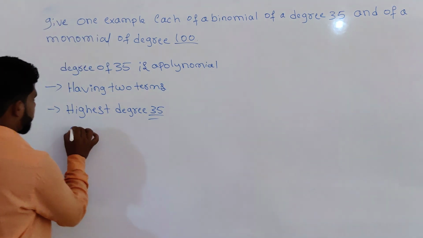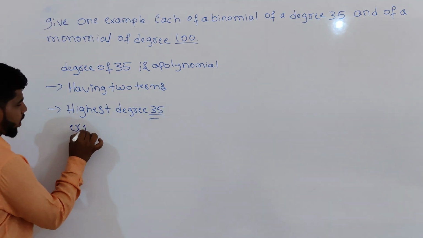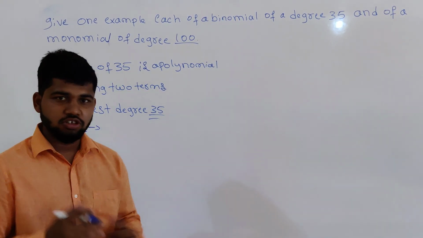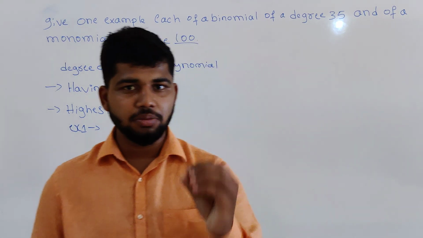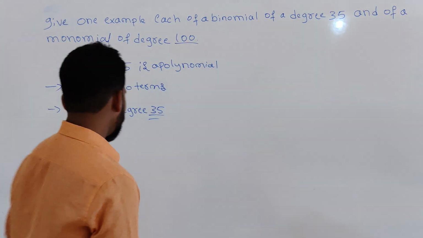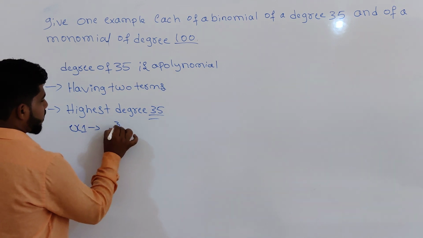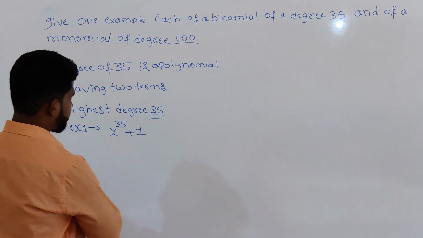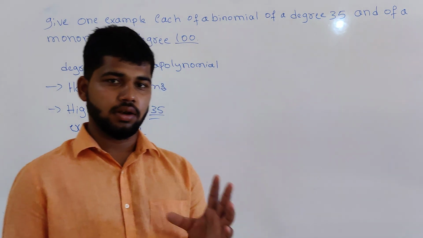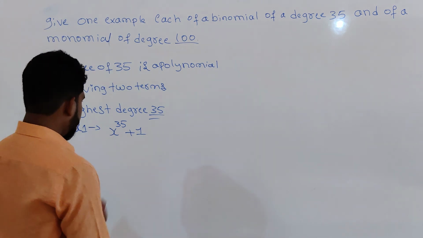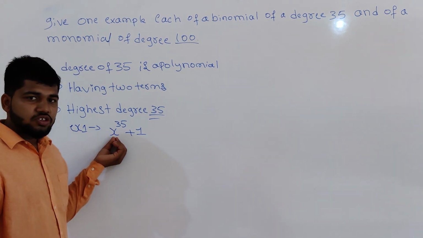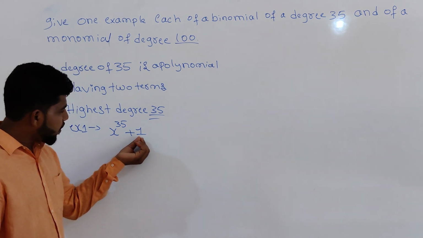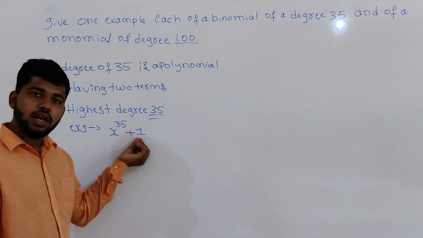Now, example 1. It may also contain a constant term. A constant term is also one of the terms. Now, x power 35 plus 1. Here x power 35 is one of the terms, and plus 1 is also one of the terms.